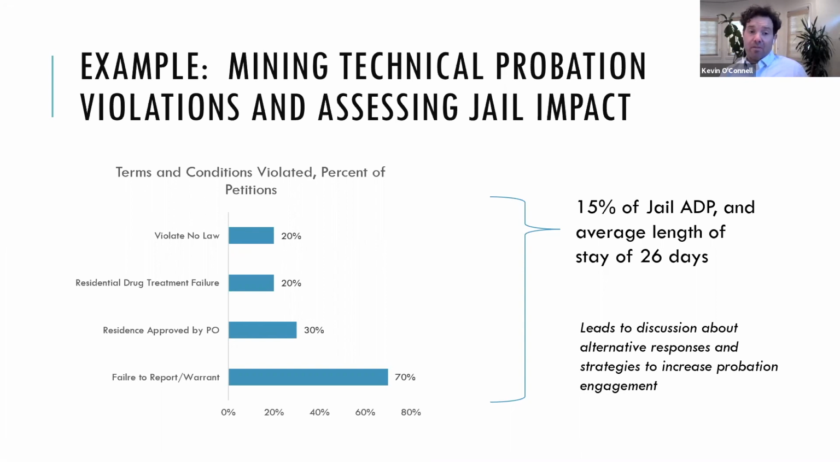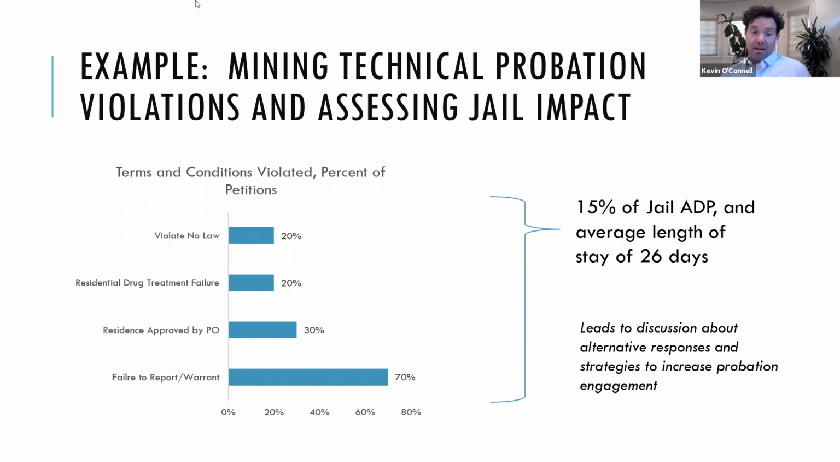And I think that it's important here because all four of these different reasons have different possible programmatic responses. And so when we looked at this, we saw that over the course of the year, all the violations and petitions generated about 15% of this county's jail average daily population. So it's a significant chunk that were related to not necessarily new crimes, but really non-compliance, not engaging with probation, or again, things like going on a warrant and not being able to be found, but ending up back in jail again with a significant length of stay of almost 26 days.